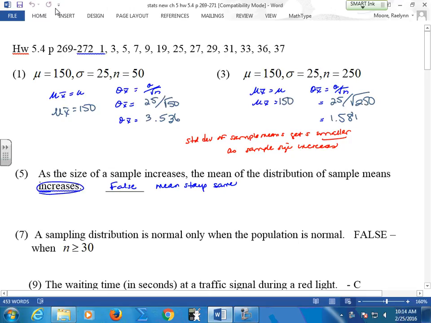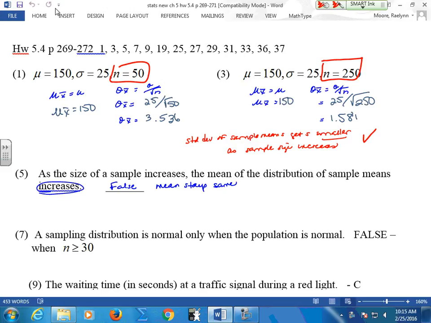It gets a little smaller the larger the sample size gets, which makes sense. The larger the sample size, the larger the number you're dividing by. So I think that's their goal here. You start with 50 and then you do the same thing to 250. So what happened? It made your standard deviation a little smaller. So the rule: as your sample size increases, your standard deviation will decrease, will get smaller.